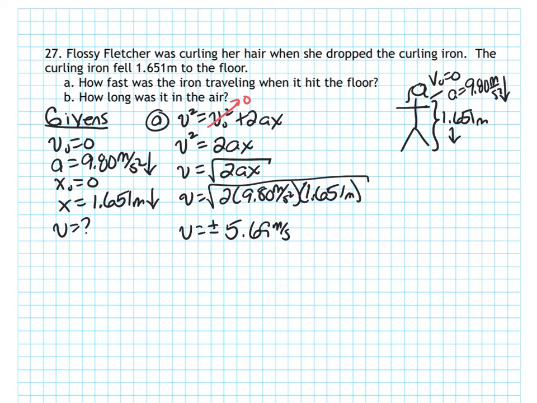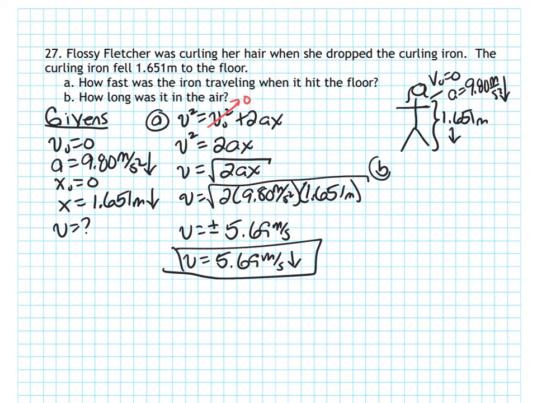Now, it's going to be positive because I'm assuming everything going down is going to be in the positive direction. So the final velocity is, in this case, 5.69 meters per second. And that's going downwards. Part B, how long was it in the air? In other words, how long was the curling iron in the air?